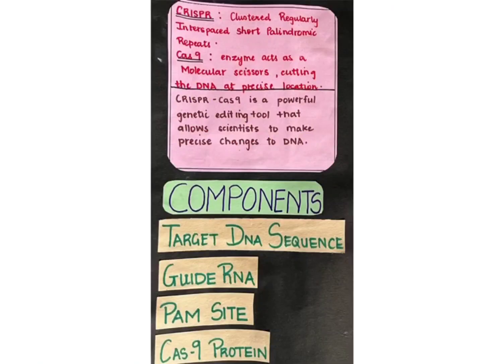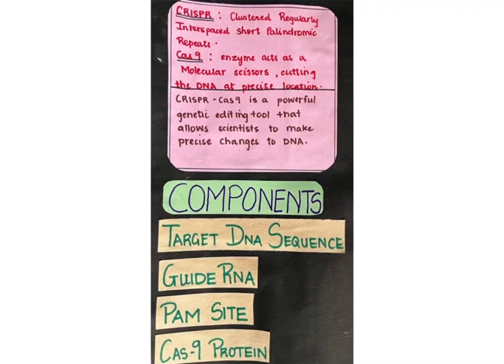Let us move on to the components of CRISPR-Cas9. First is the target DNA sequence, second, guide RNA, third, PAM site, fourth, Cas9 protein. So, the target DNA sequence: in genetics, the target DNA is a specific piece of genetic information or sequence that scientists want to work with or change using tools like CRISPR-Cas9.